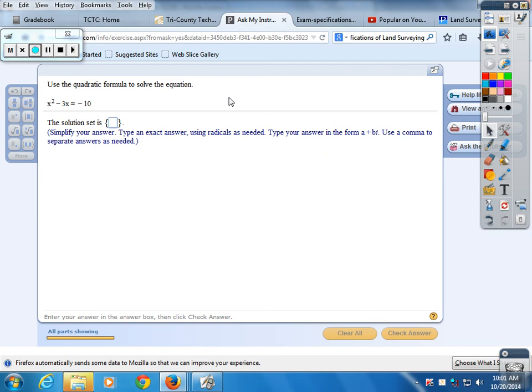Use the quadratic formula, which I say don't. Use the complete the square to solve the equation. There you go. Good job. What number was that? I don't know. 17.